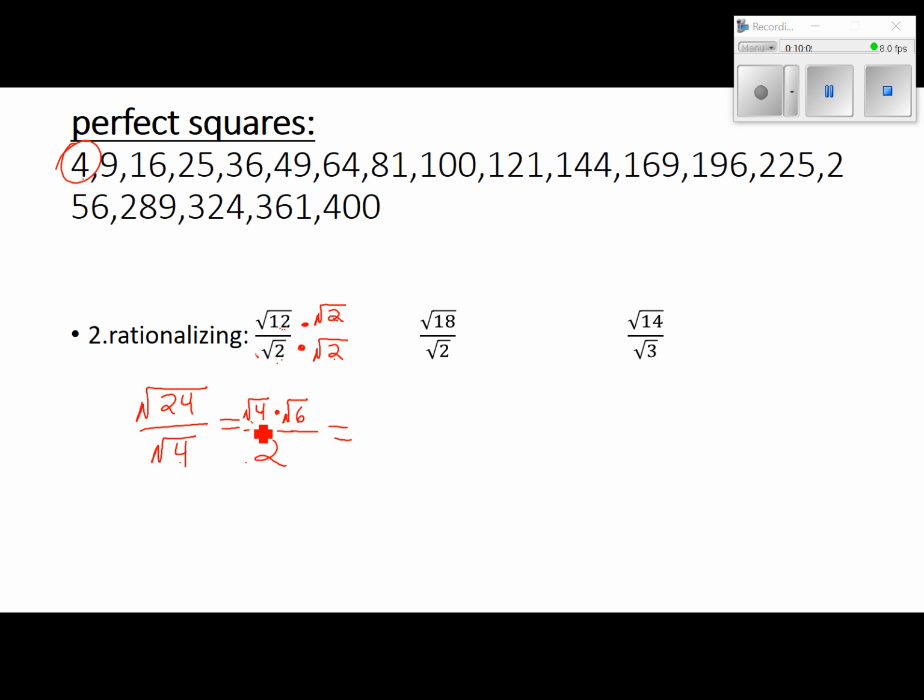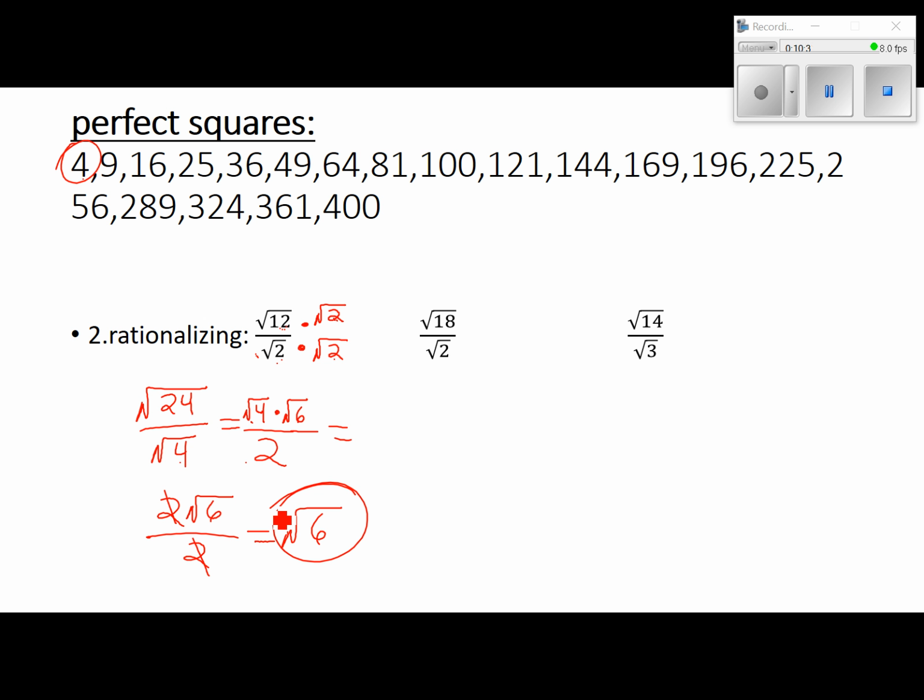The square root of 4 is 2. So I got 2 times the square root of 6 on top over 2. Same thing that we said on the other slide. These 2's then just cancel out, and you're left with just the square root of 6, and that's your final answer. That's in simplest form.